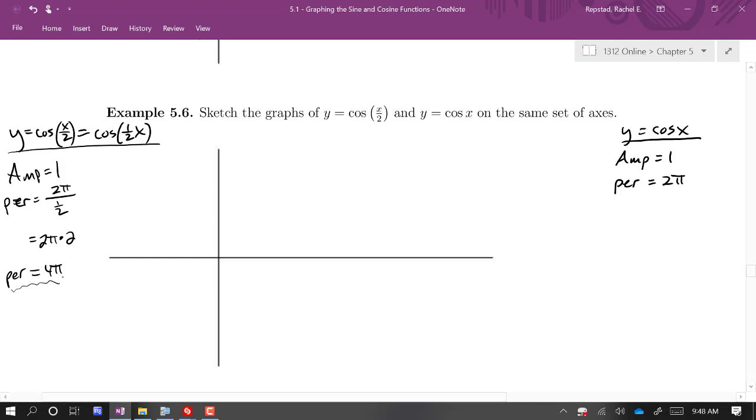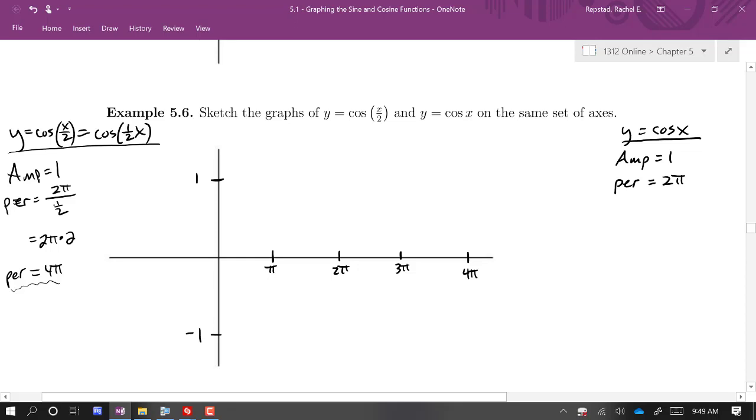So as I mark out my x-axis, I need to be able to accommodate the biggest period, so that's 4 pi. Half of that is 2 pi. Half of that is pi, and then over here we're at 3 pi. I will, let's see, marking out the amplitude. We're at 1 and -1. I'm going to go ahead and sketch cosine of x over 2 first, since I've got that information marked down.